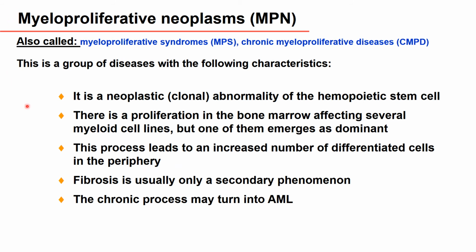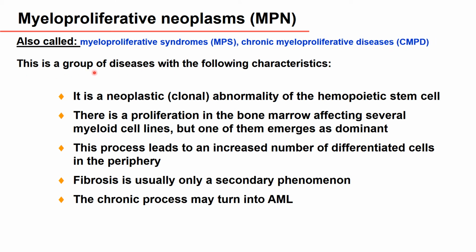Now let's see another big category. That other category is called the myeloproliferative neoplasia. When we do have an increased proliferative rate, that's a chronic situation. And this kind of disease, we call myeloproliferative syndromes or chronic myeloproliferative diseases.